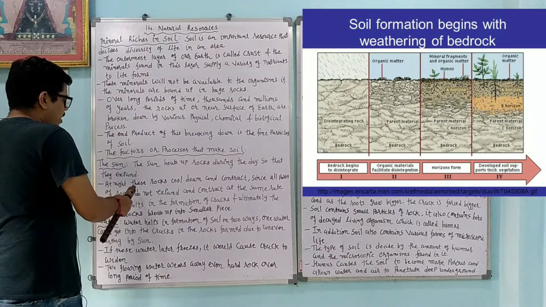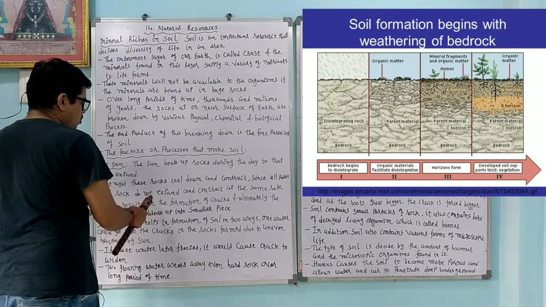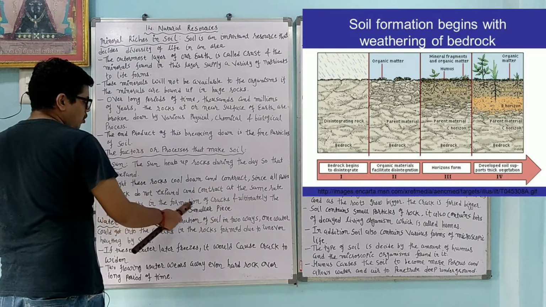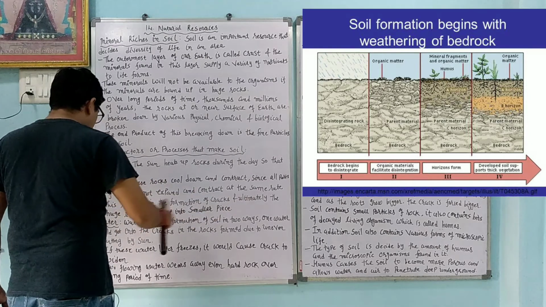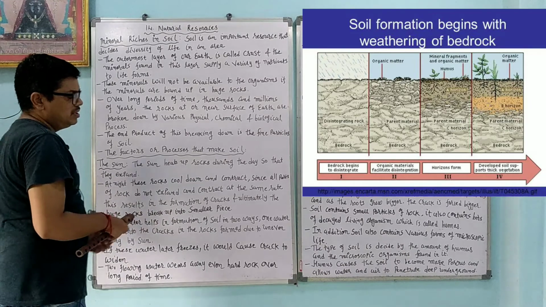At night these rocks cool down and contract. All parts of the rock do not expand and contract at the same rate. This results in the formation of cracks. Ultimately the huge rocks break up into small pieces.